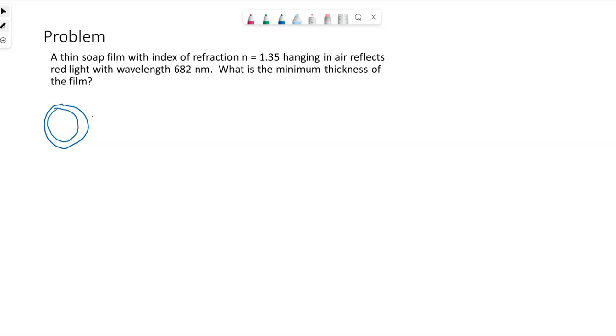That's not the best picture. So our film, the thin film itself, is what it says. The thin soap film has an index of refraction, it tells us, of 1.35. Hanging in air, we have air over here, we have air over here. With the way I've drawn it, the observer is on this right side. We're looking at it. When it says that it reflects red light, we're assuming that we're seeing the red light.